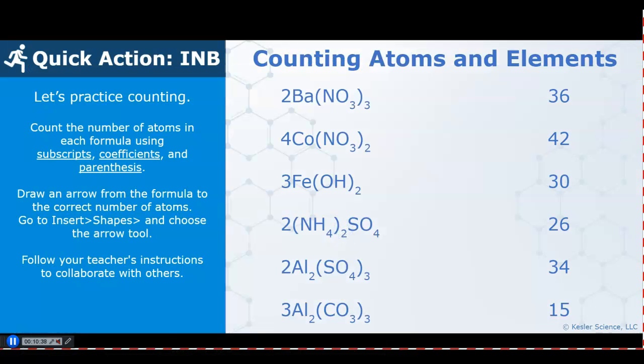Okay, so what you're going to do here is you're going to go into edit mode and you're going to grab the arrows and you are going to draw an arrow from the formula to the correct number of atoms. So count up your atoms and draw an arrow.